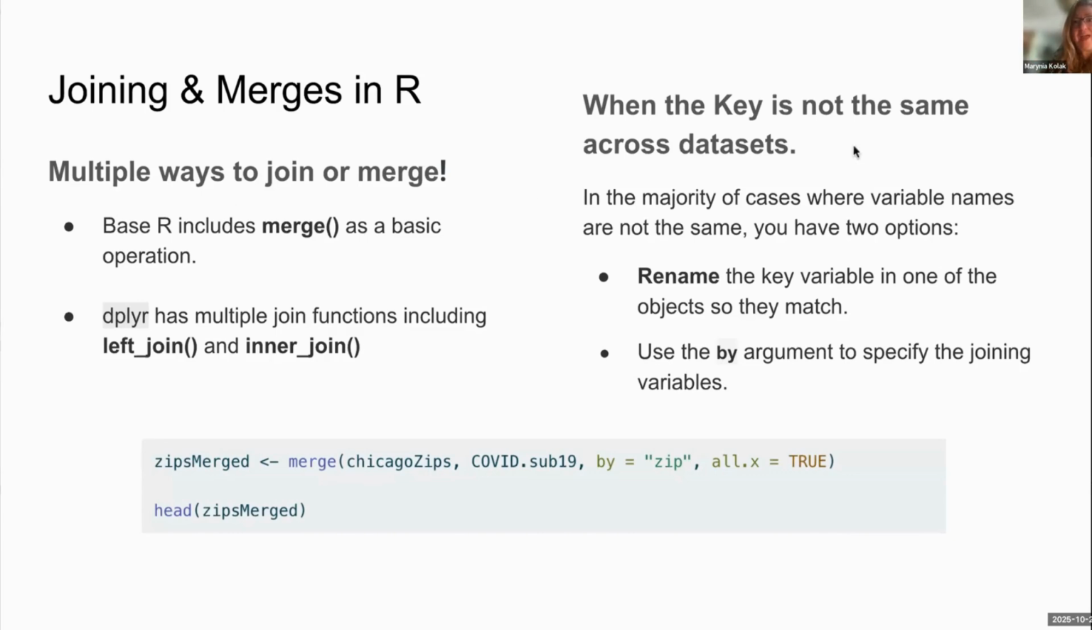In addition to that, we have this other challenge where if you have a key that's not the same across data sets, either rename the key variable so they match, that's what we're going to be doing today, or update the by argument here. And if you don't know how to do that, I still will forget how to do that. You just Google it, you search it, you look at the documentation.